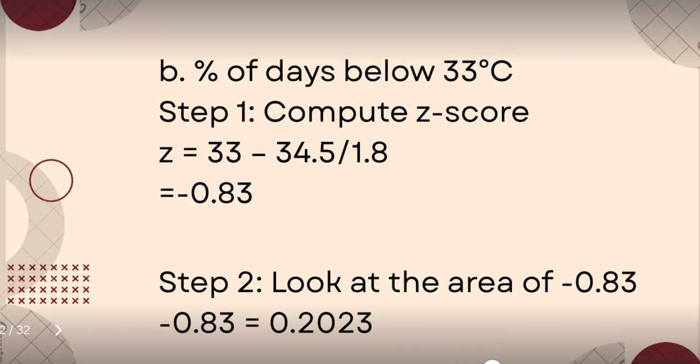Next naman is letter B. Percent of days below 33 Celsius. Step 1, compute the z-score. Z is equal to 33 minus the mean, which is 34.5, and over the standard deviation, 1.8. We will be getting an answer of negative 0.83.